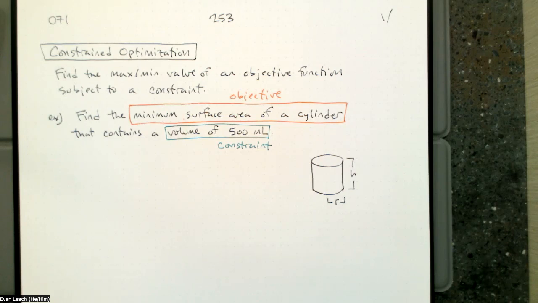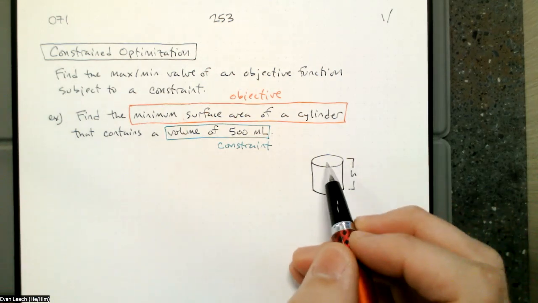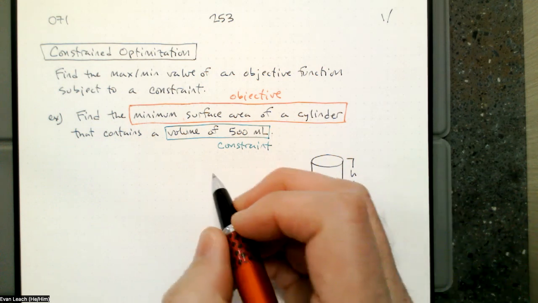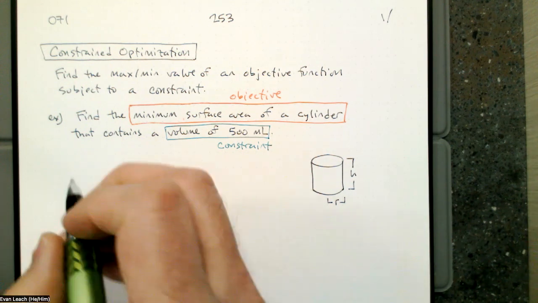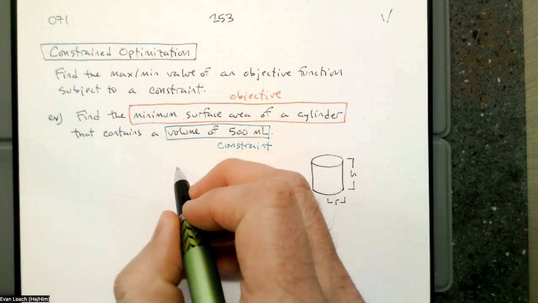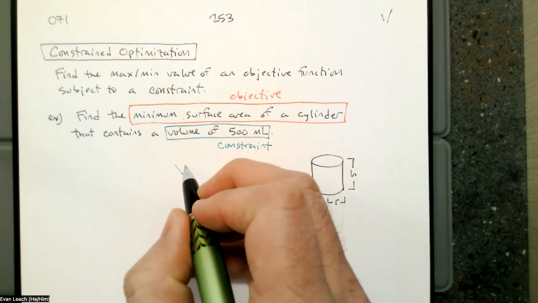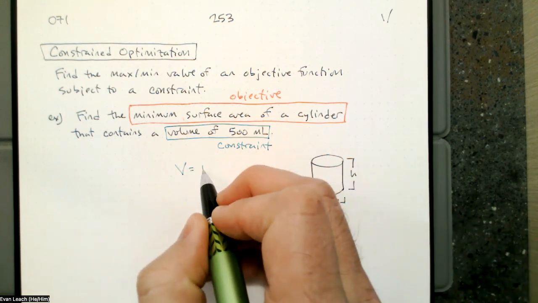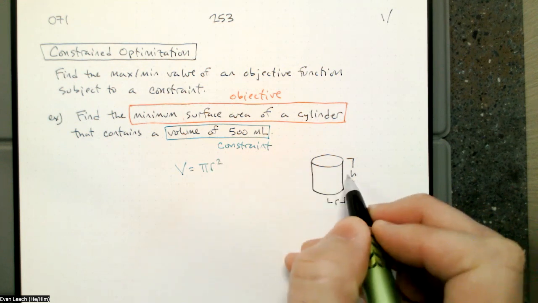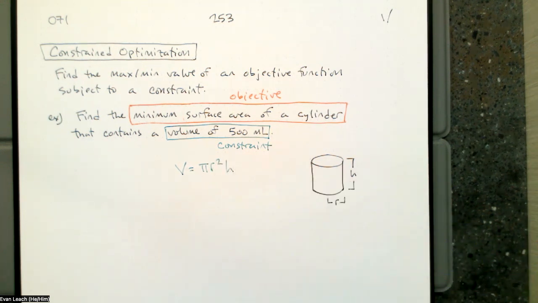One of our functions is the volume of the cylinder, and the volume of the cylinder is just like we were talking about last week. We just take this cross-sectional area and multiply by the height. So the volume of the cylinder is the area of the circle, pi r squared, multiplied by the height, h. The constraint that we're working with is that the volume should equal 500 milliliters.